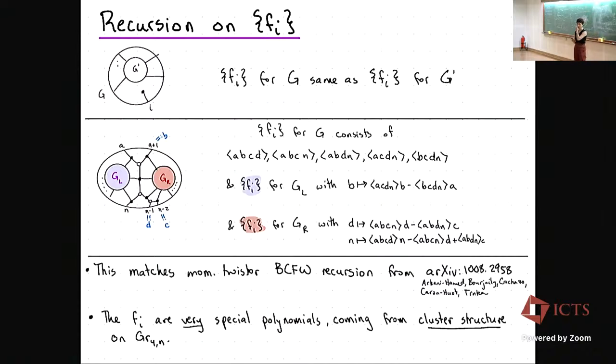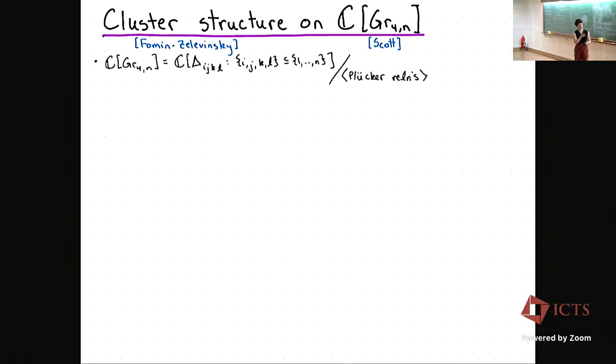Okay, so the cluster structure on Gr(4,n) has to do with functions, so it has to do with the Plücker coordinates. Okay, so I'm just going to use some notation, this C[Gr(4,n)]. This just means the polynomials in Plücker coordinates modulo the Plücker relations. Okay, so these are the polynomials in Plücker coordinates that make sense as functions on the Grassmannian. So that's one definition of this ring, just polynomials in Plücker coordinates mod Plücker relations.